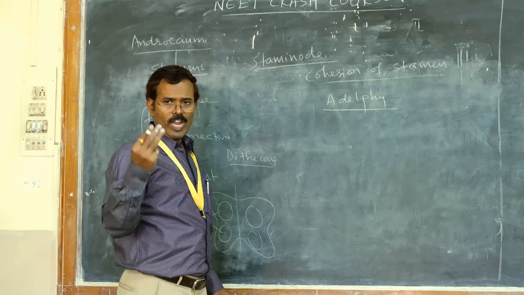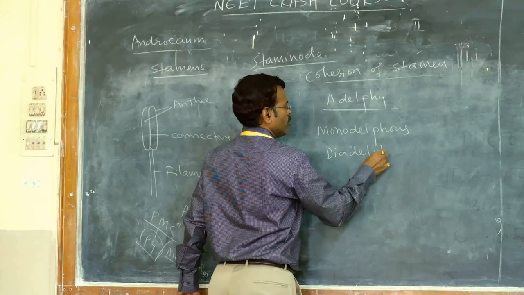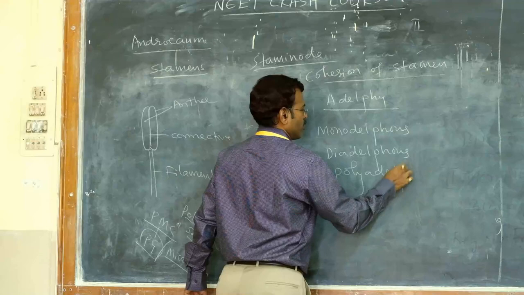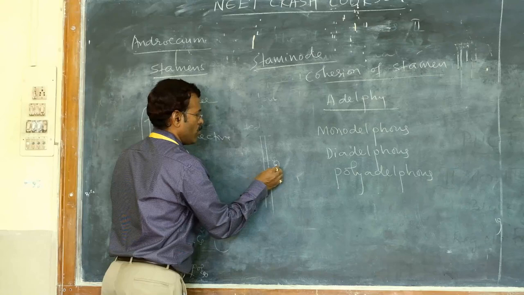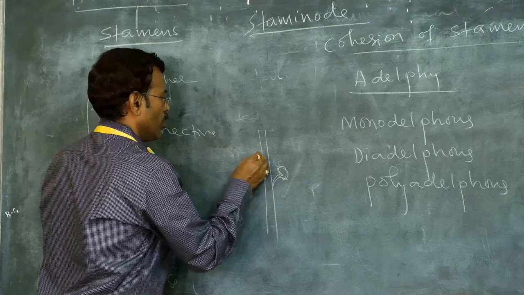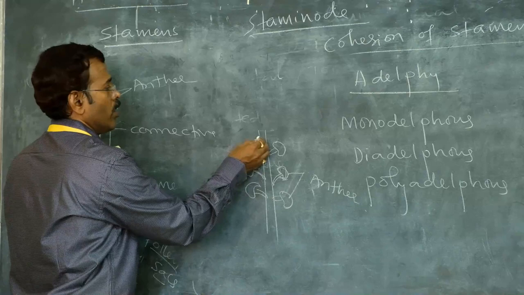One is monoadelphous, diadelphous, and polyadelphous condition. In case of monoadelphous condition, all the filaments are fused into one bundle. The anthers are free. This we can refer to as monoadelphous condition. This you can see in example Hibiscus.